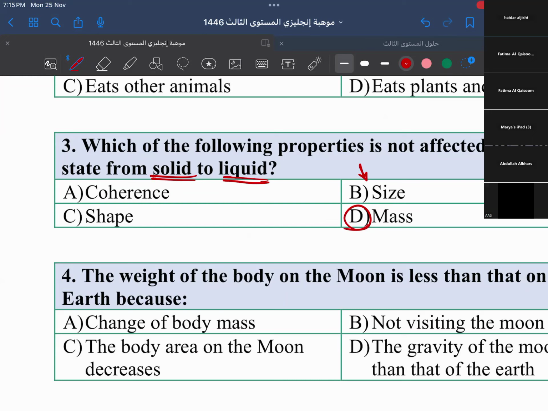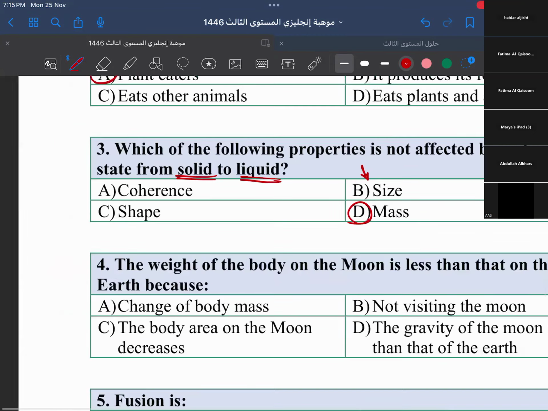If you put the ice on a scale, it's not going to change even if it melts and becomes water. It's only going to change if you take out some water or you add some more water. Okay, so that's how mass changes. But the change of state is not going to change it.